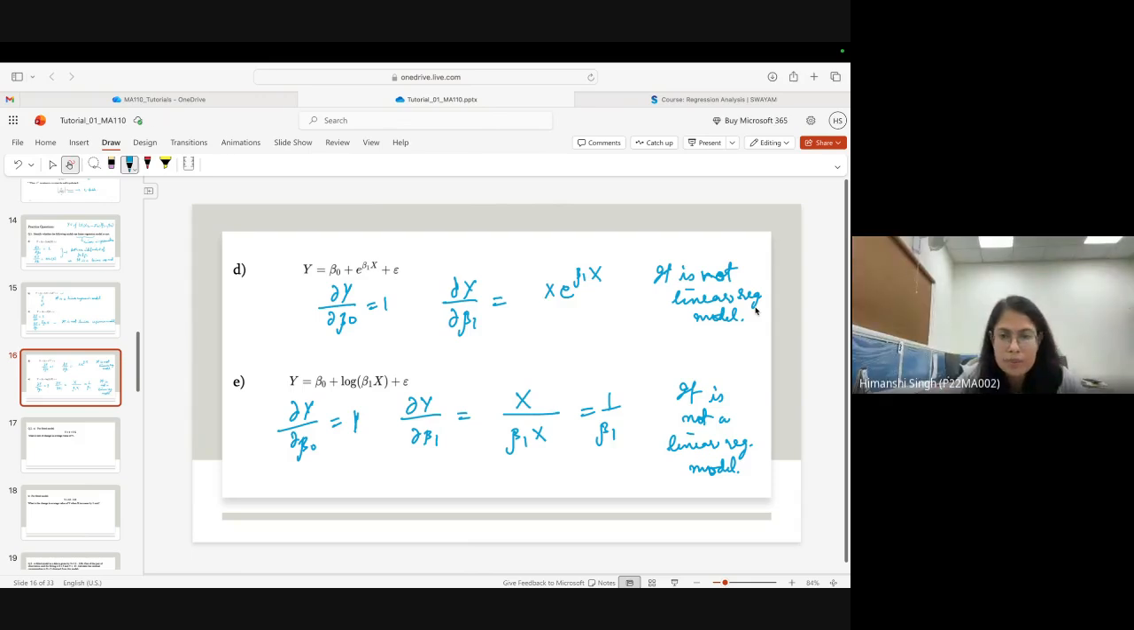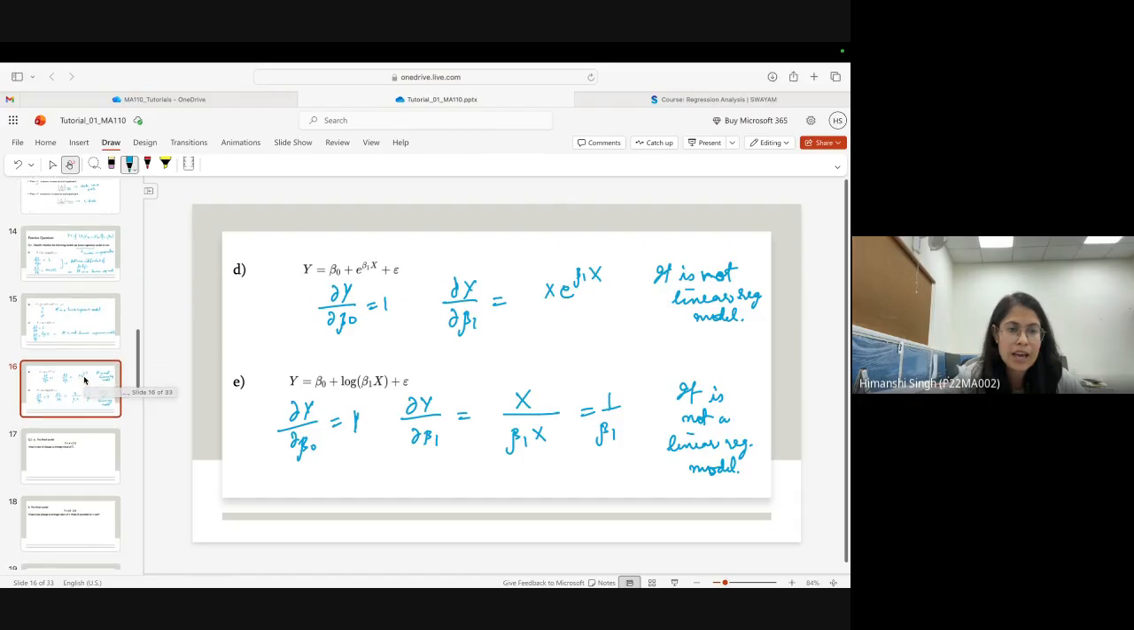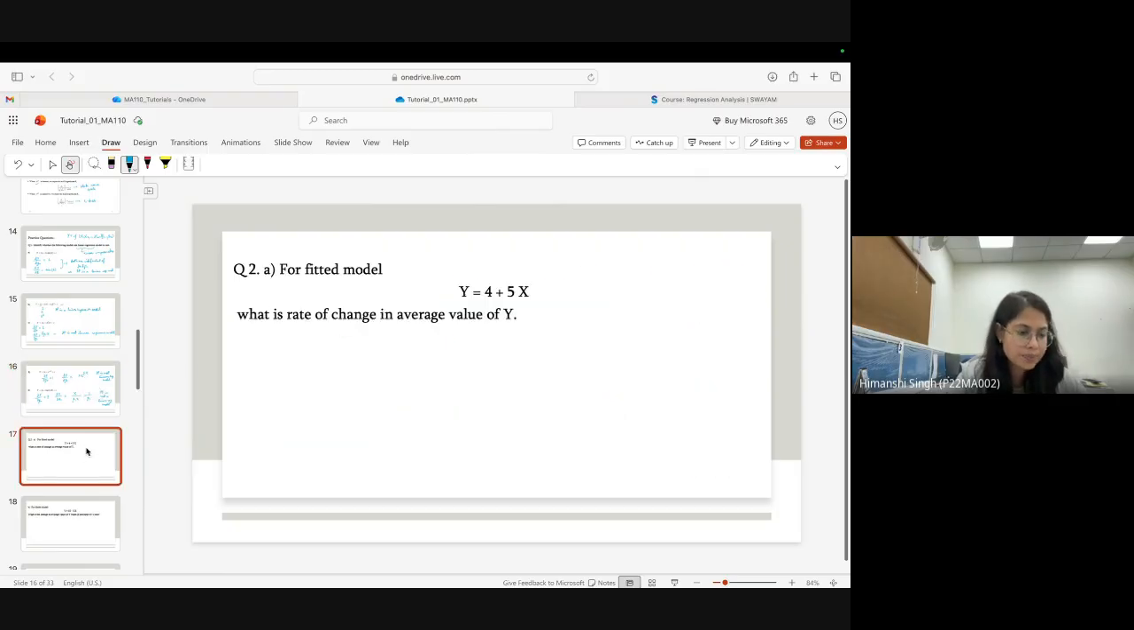Okay, now let's move to the next question, and please answer the questions in the chat box at least, so that I can have an idea whether you are understanding or not. I'm moving to the next question. It says that for a fitted model y equals 4 plus 5x, what is the rate of change in the average value of y? What can we say about that?